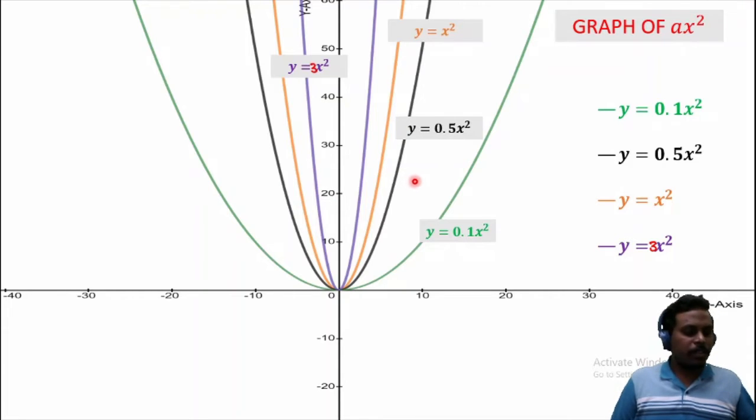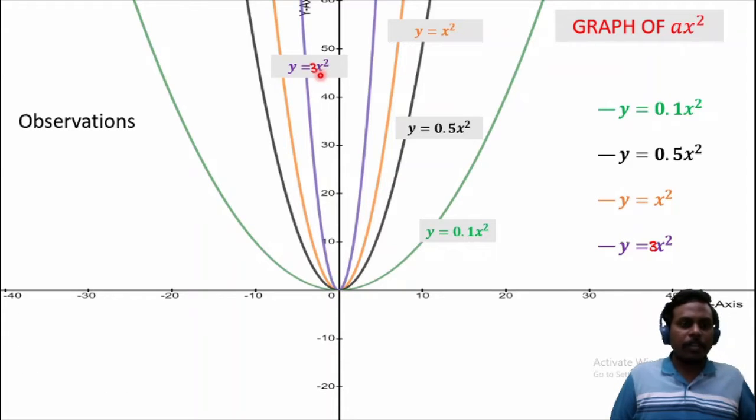Now what are our observations? Let us see. Look at the values of a as a increases. Let me take values from 0.1. At 0.1, the graph is stretched. When a increases from 0.1 to 0.5, the graph is shrinking. When I increase the value of a a little further, it shrinks a little further. And if I increase the value of a to 3, it shrinks further. These are our observations.